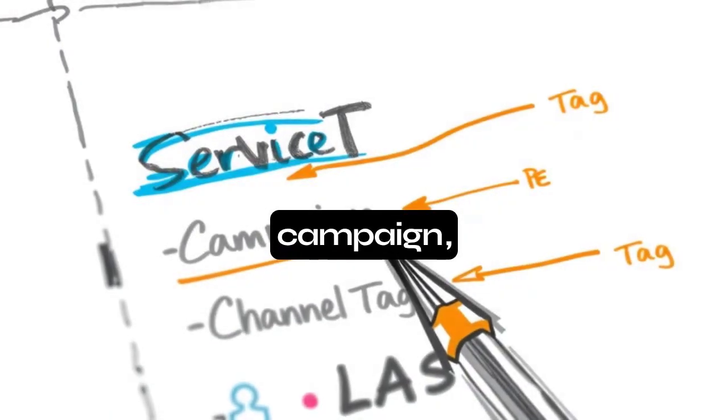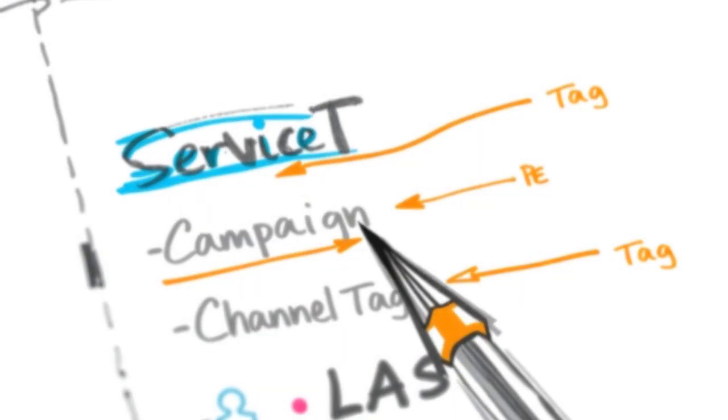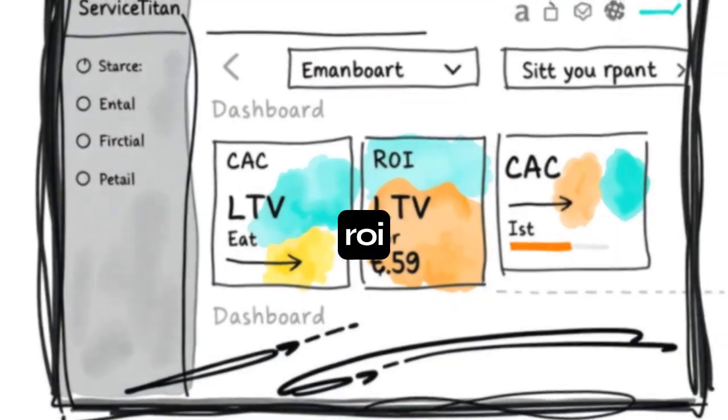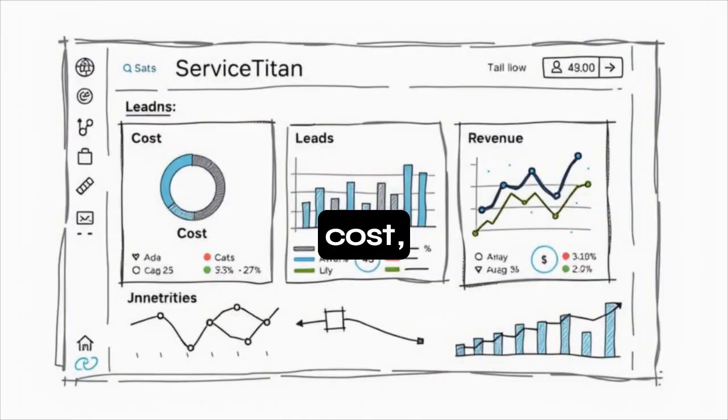Filter by campaign, channel, or tag to isolate specific marketing efforts. Enable captions that highlight CAC, LTV, and ROI on the dashboard. Quickly scan the overview cards for cost, leads, and revenue totals.